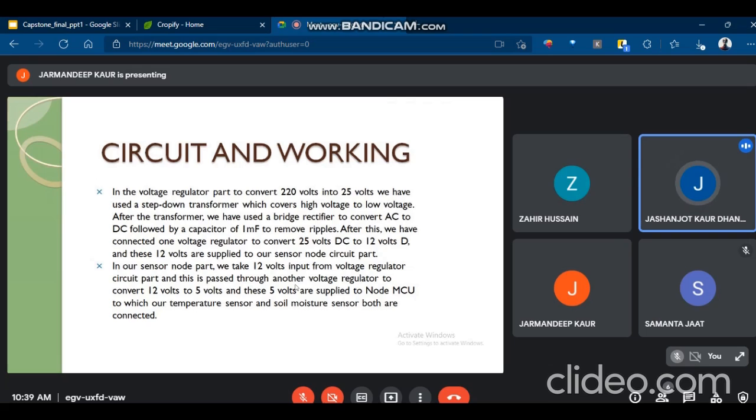After this transformer, we have used a bridge rectifier to convert AC to DC, followed by a capacitor of 1 millifarad to remove ripples. After this, we have connected one voltage regulator to convert 25 volts DC to 12 volts DC. These 12 volts are then supplied to the sensor node circuit part.